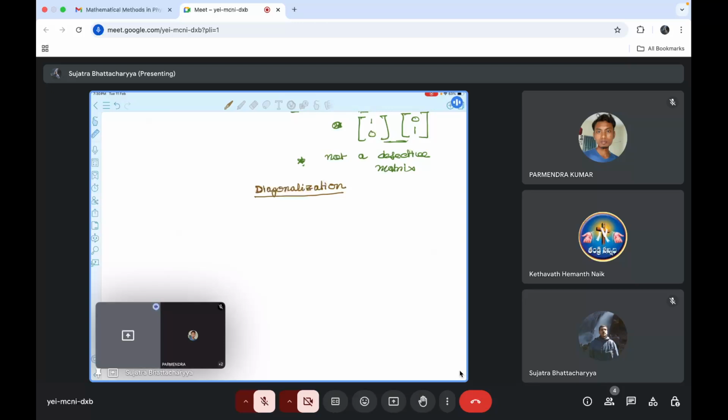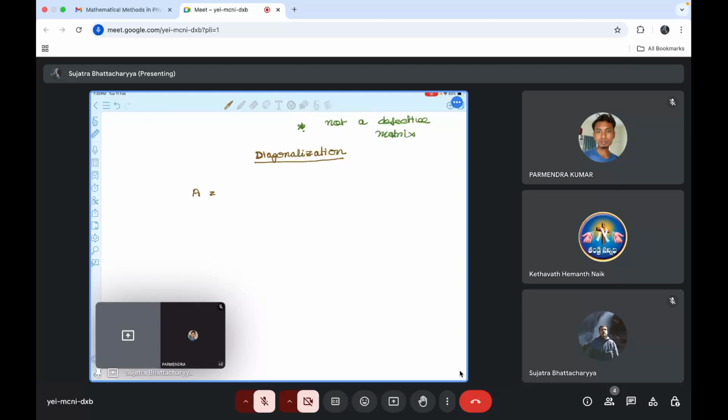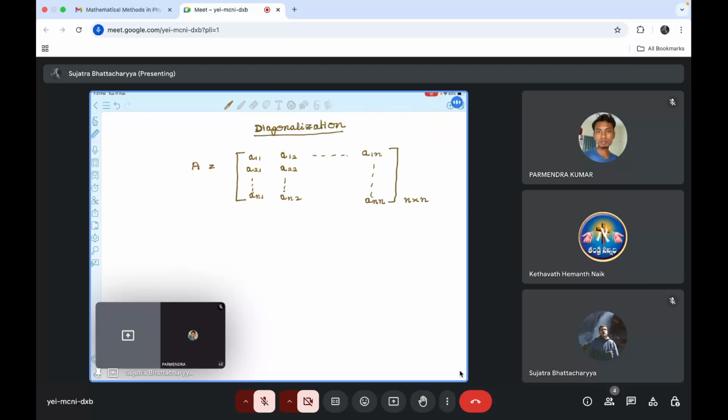Okay, diagonalization. So you have a matrix A. You can see it written like this: A11, A21, so on up to An1, then A12, A22, so on up to An2, and if you go ahead, it comes up to Ann, which is an n by n matrix. Let us say that it is a square matrix of dimension n.